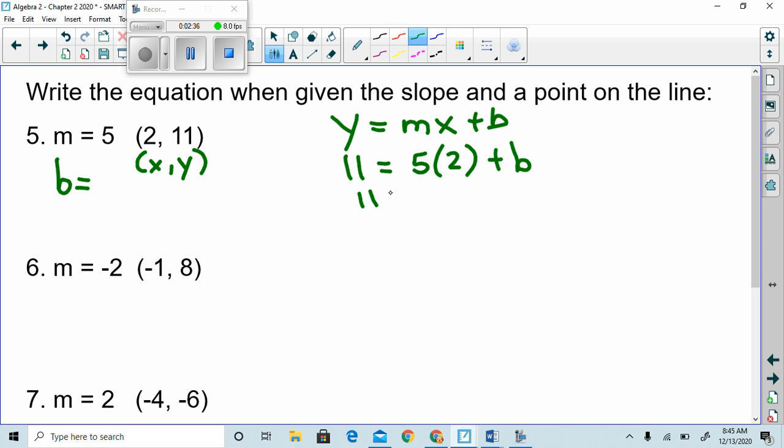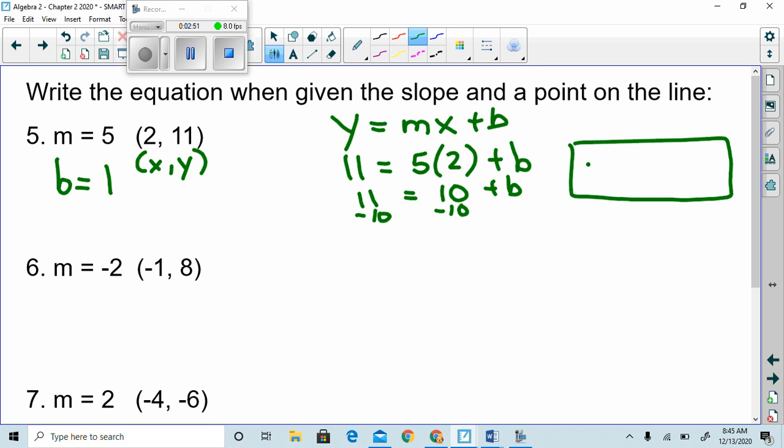You simplify, and then you subtract that over to isolate b, and you will see that b is equal to 1. Once you have the slope and the y-intercept, you have your line. Replace back that y. We need the y. We know that our slope is 5. That was given. We calculated our b, and that's a positive 1.